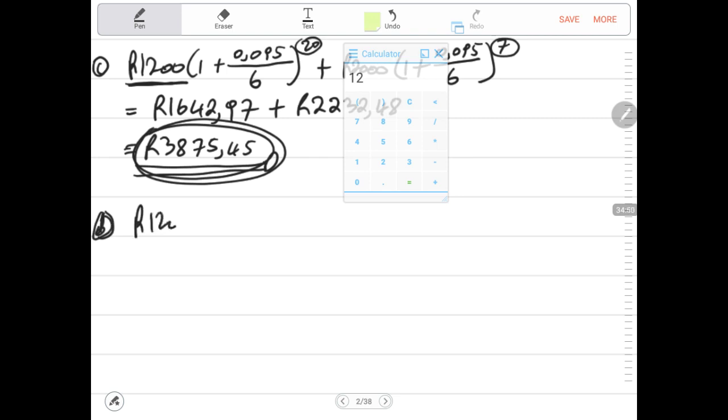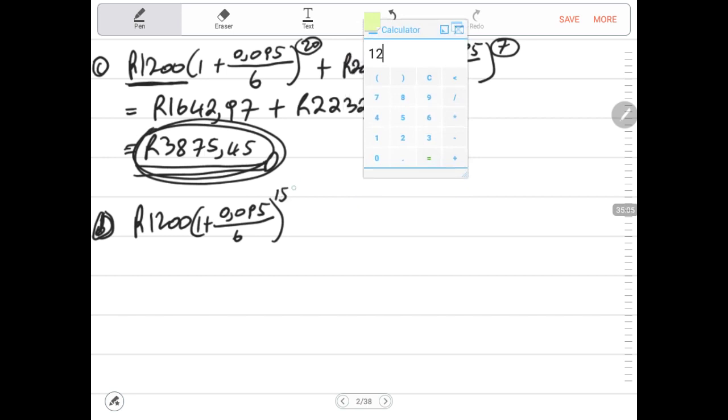We know that 1,200 is invested, which is 1 plus 0.095 divided by M. M, remember, is the frequency, which is the number of times the interest is earned, to the power of 15. Remember that 15 comes from 30 months divided by 2. How many 2 months do we have in 30 months? We have 15 2-month periods, which is the frequency. Then we say plus how much must be invested at the end of month 18, which we don't know, so that will be X. Then we say 1 plus 0.095 divided by 6, and we close our brackets.